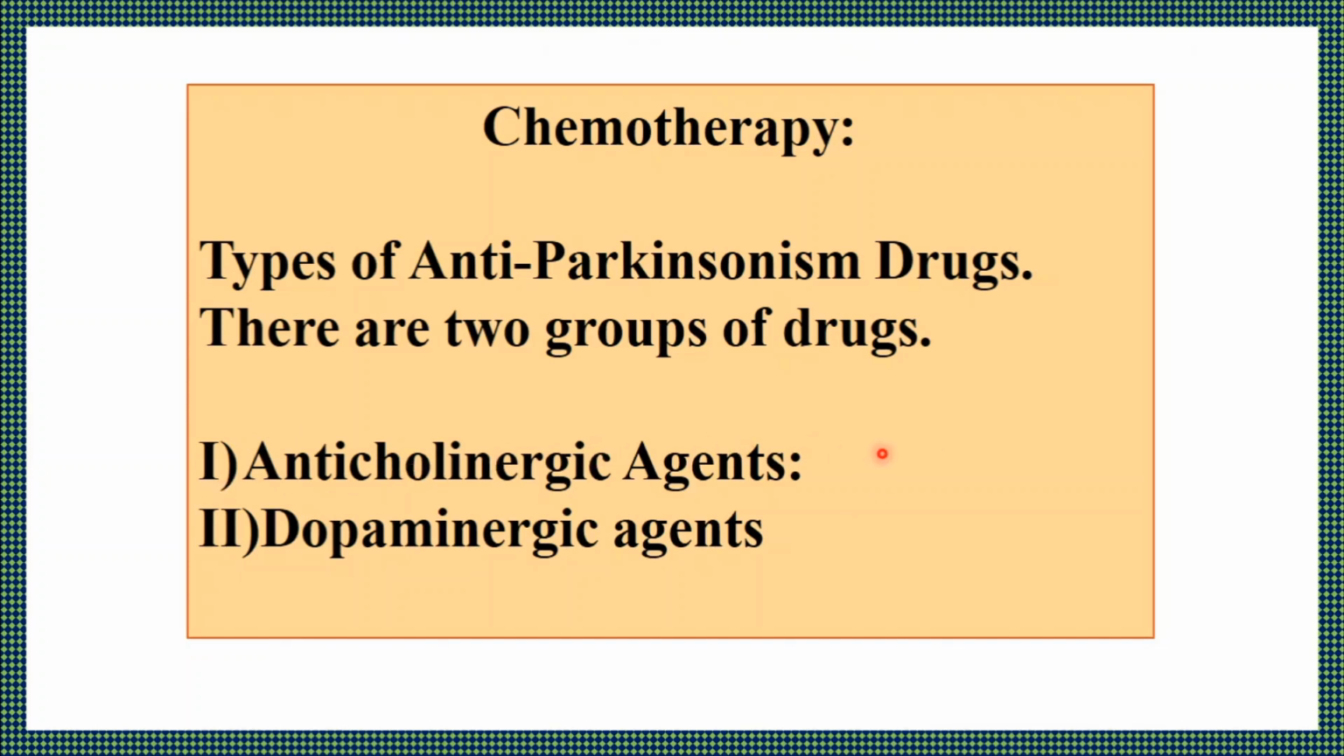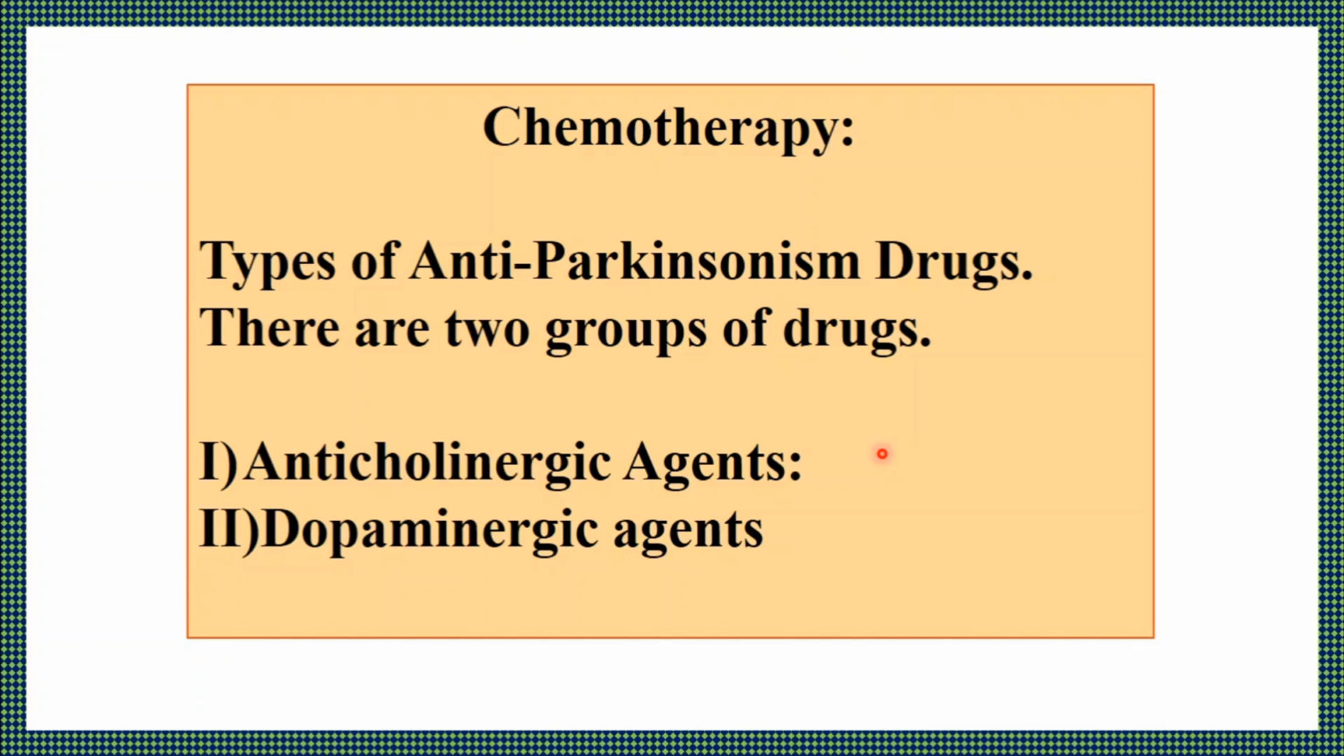They antagonize the cholinergic agent which stimulates the parasympathetic nervous system. For example, belladonna alkaloids were the first compounds used for symptomatic treatment of this disease. For example, atropine and hyoscine. These are the two examples of this alkaloid.